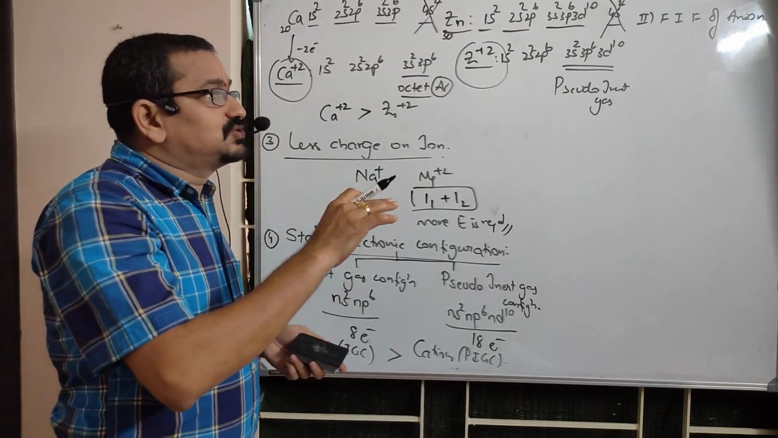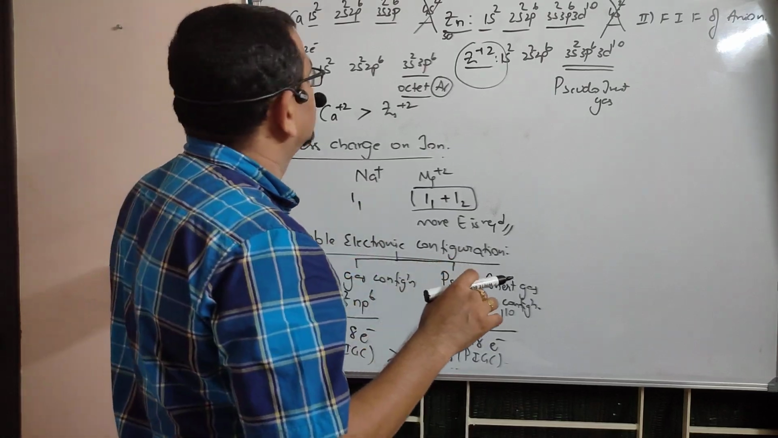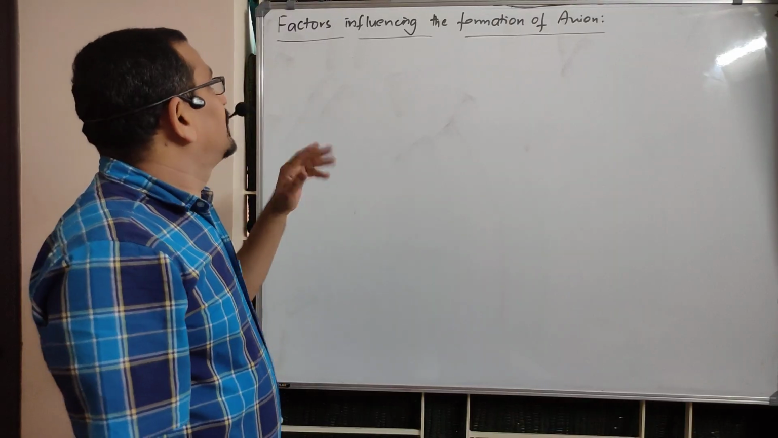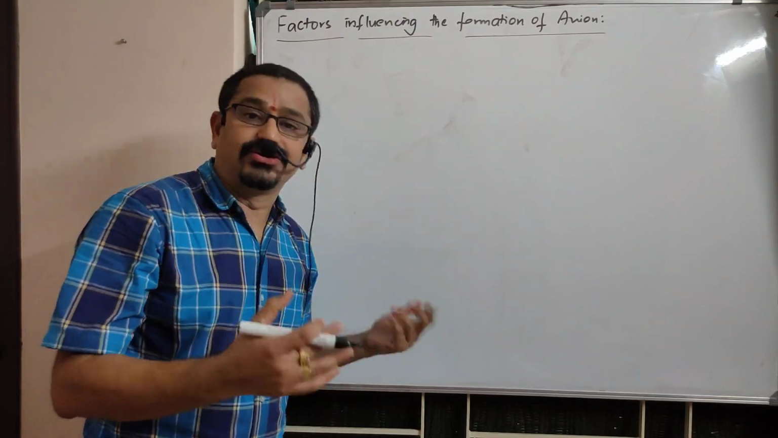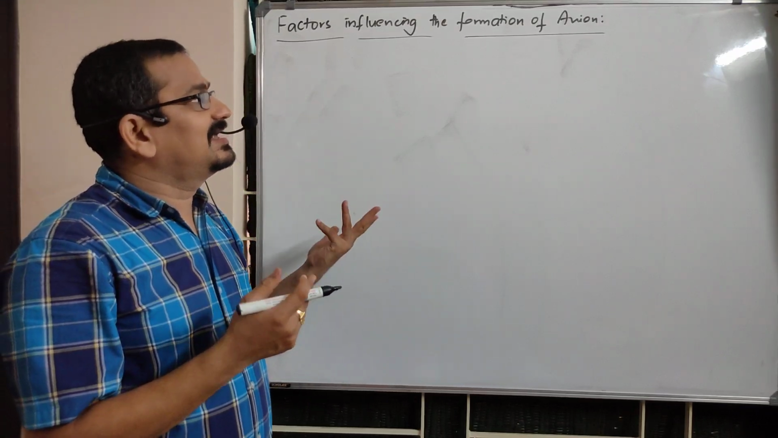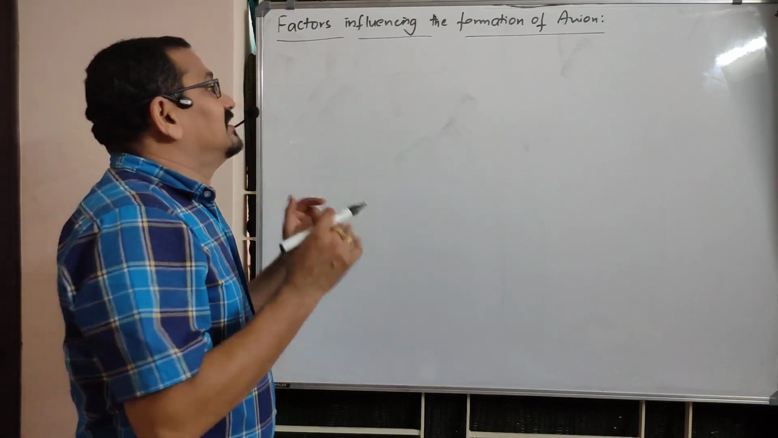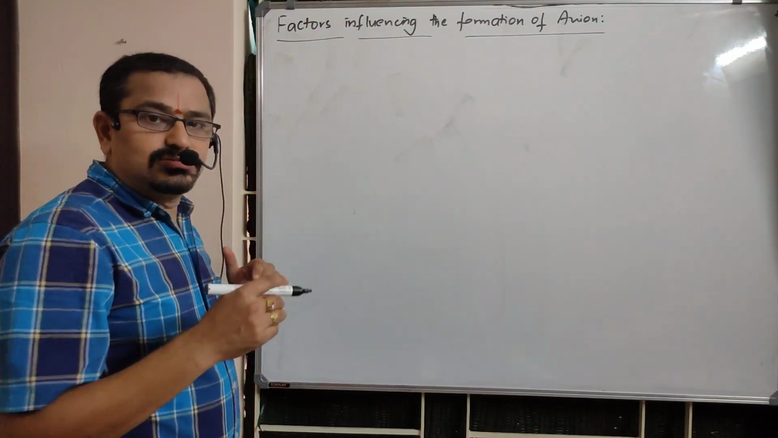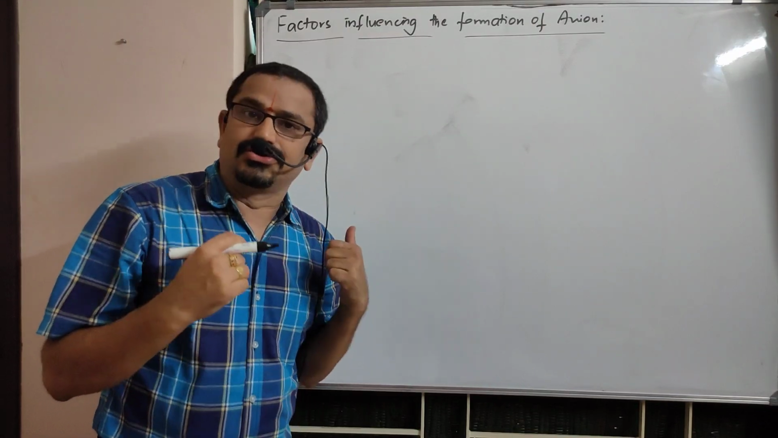Now let's discuss the factors influencing the formation of anions. Anion means which has a negative charge, a negative ion, right? In that way we can remember it. Now how to form an anion? An anion is formed when an atom gains an electron or electrons.